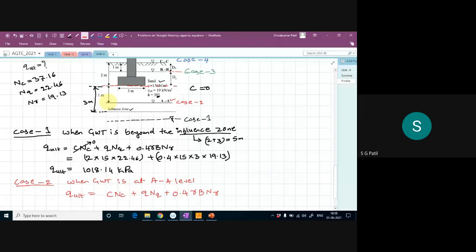So if the water table is at 1 meter from the ground level, sorry, not from the footing level, then this much soil is in a dry condition. From here, it is in a submerged condition. So this much I have to take dry weight, and this much I have to take the submerged weight. Understood, no?